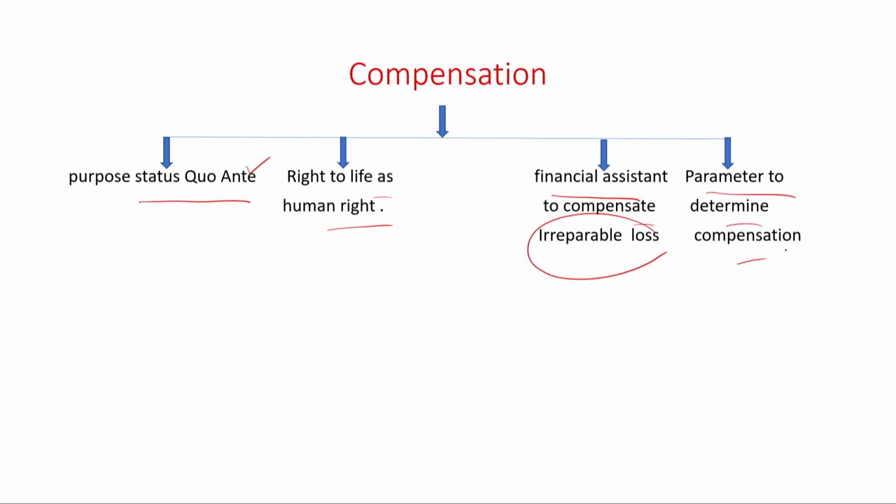Parameter to determine compensation: as I have just explained, the injury or loss suffered by the victim of crime is taken into consideration while deciding the quantum of compensation. So, there are two important parameters through which the authority has to decide the quantum of compensation.